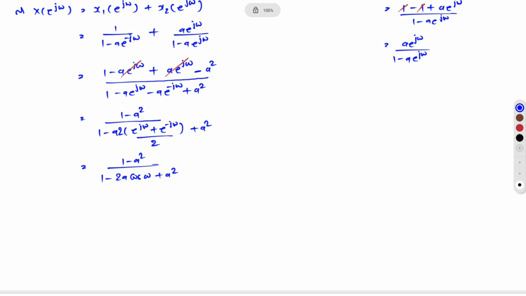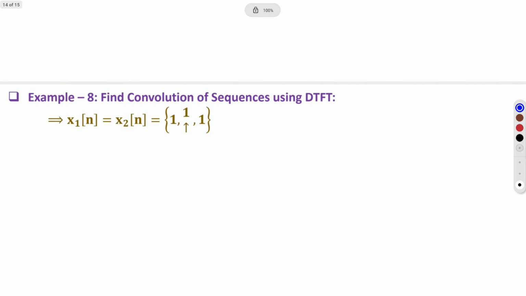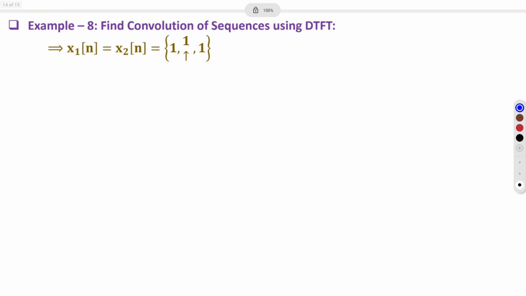Now let me explain question number 2. So here in second question of this video, we need to find convolution of these sequences using DTFT. See, using basic method we can easily solve this, but here we will solve this using DTFT, where I will apply property of DTFT.